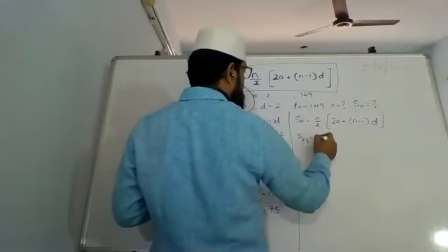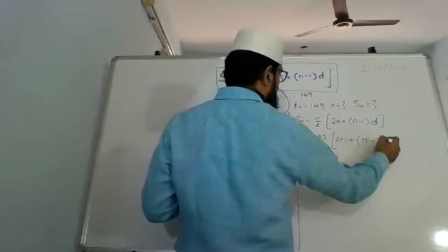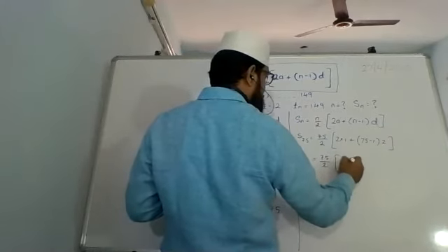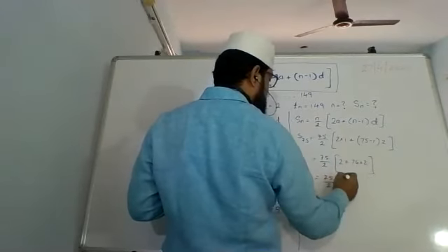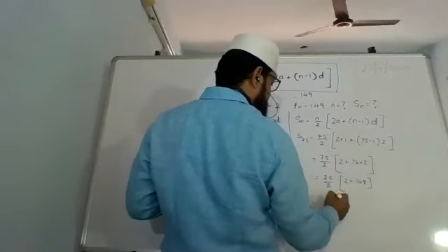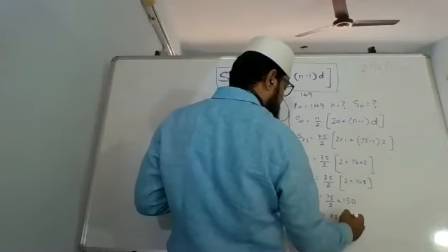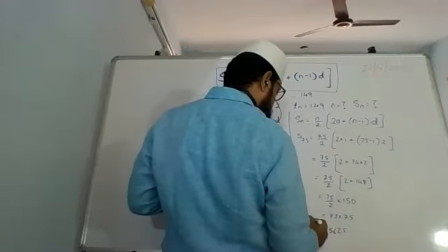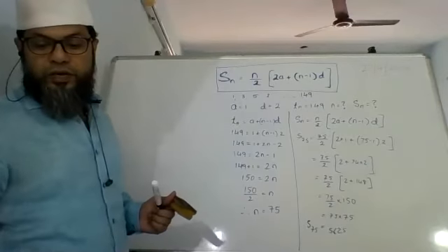S75 equals 75 upon 2 into bracket 2 into 1 plus 75 minus 1 into 2, which is 75 upon 2 into bracket 2 plus 74 into 2, which is 75 upon 2 into bracket 2 plus 148, which is 75 upon 2 into 150, which is 75 into 75, which is 5625.